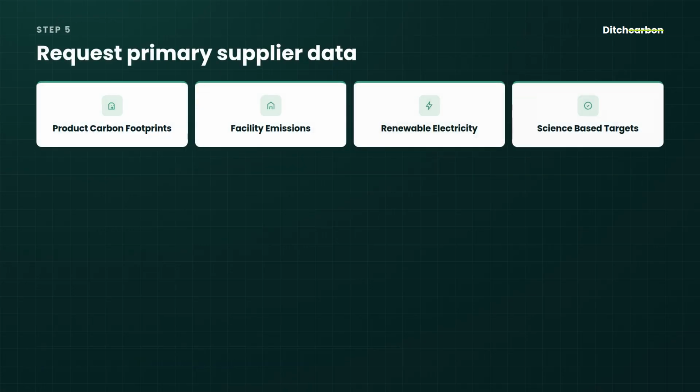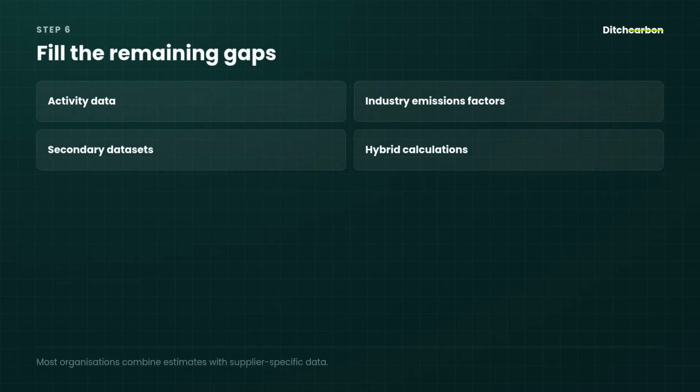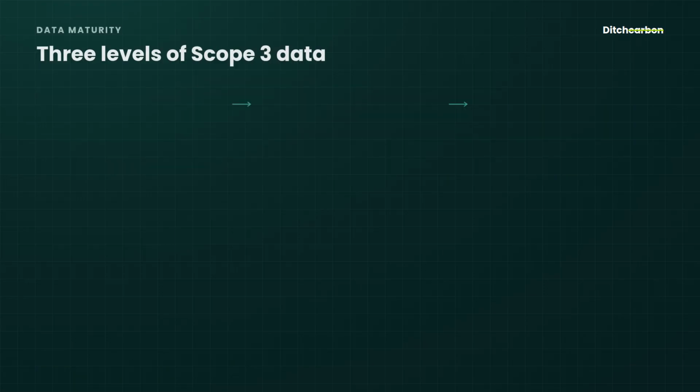Now it's time to request primary supplier data. That means product carbon footprints, facility emissions, renewable electricity use, and science-based targets. Begin with your highest impact suppliers and expand supplier by supplier as the program matures. Finally, fill in the remaining gaps. This is where activity data, industry emissions factors, secondary datasets, and hybrid calculations come in. In reality, almost every organization uses a combination of estimates and supplier-specific data. That's exactly how mature Scope 3 programs work.